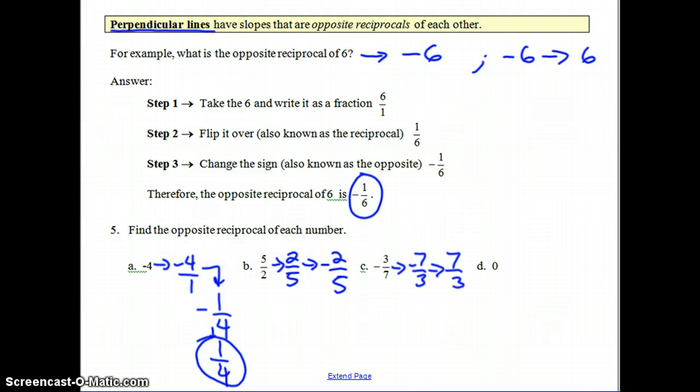And then 0, the opposite of 0 is the undefined slope. Okay, if you remember, 0 slope goes like this, undefined slope goes like this. There's your right angle.